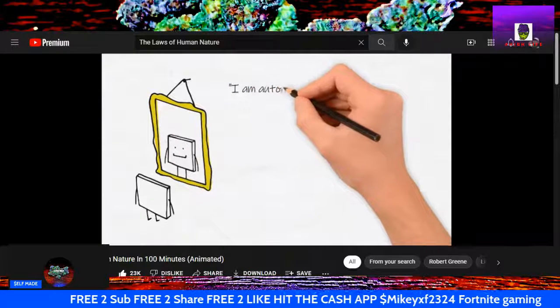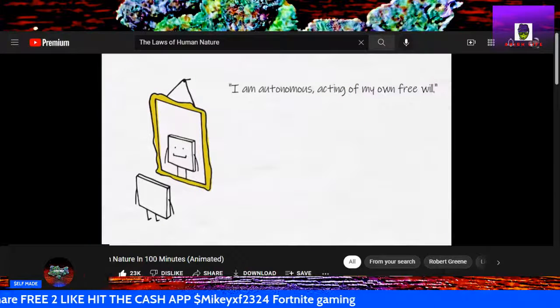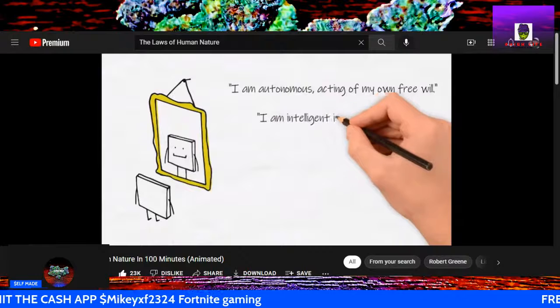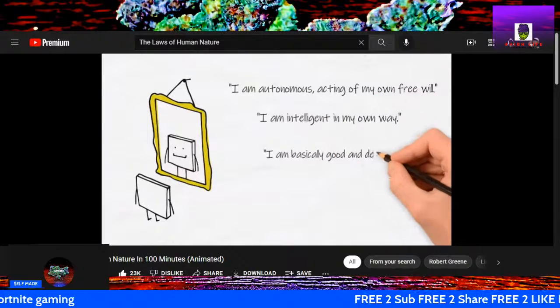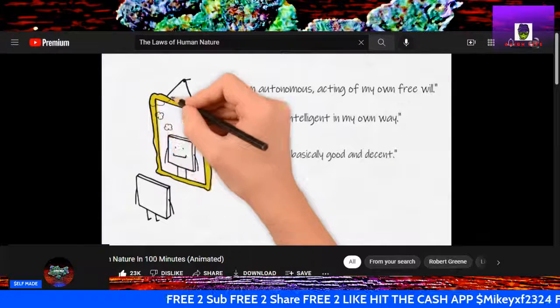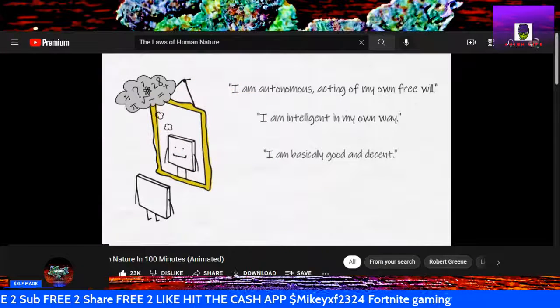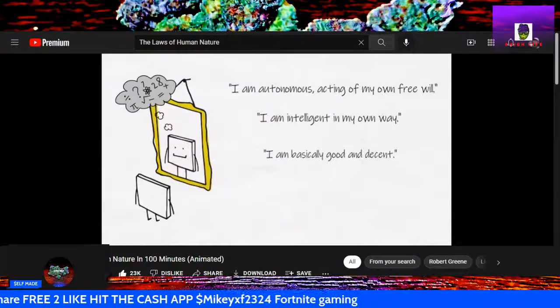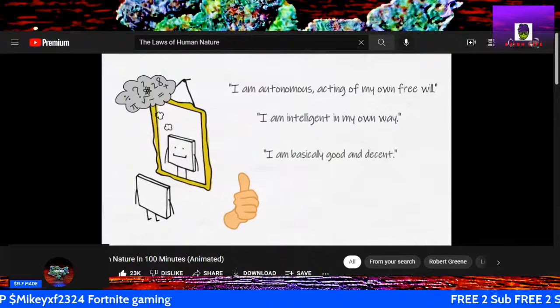These are as follows: I am autonomous, acting of my own free will. I am intelligent in my own way. And I am basically good and decent. These three are some of the quite common self opinions that people generally have. But there are also a wide variety of other self opinions that people can have. To influence other people and soften up their resistance, you must start by confirming their self opinion.